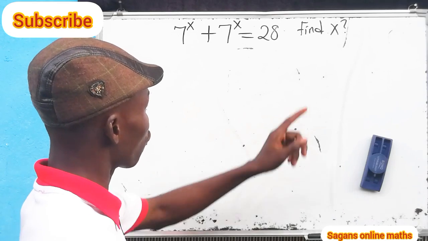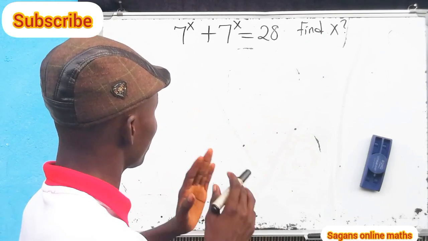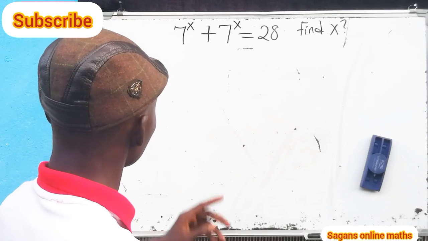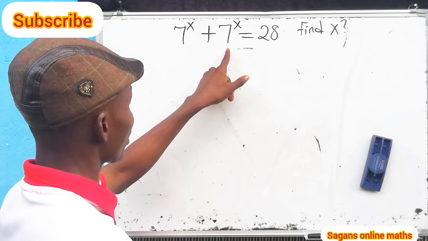28. We are asked to find the value of what? X. Now this is very simple. You can see that 7 to the power of x is common, because we have 7 to the power of x here, and we also have 7 to the power of x. So what are we going to do?